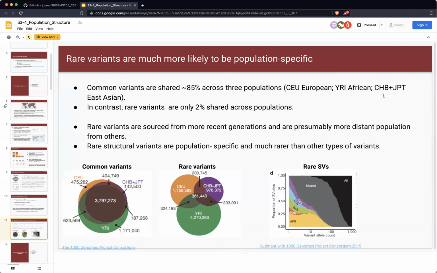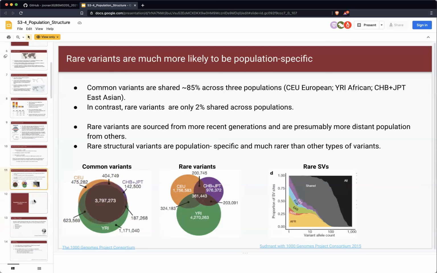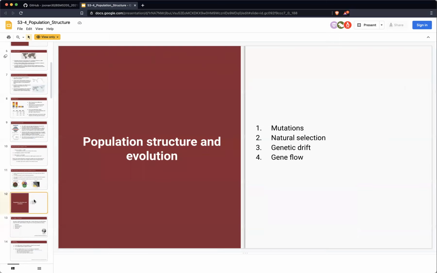So phase 3 of the 1000 Genomes Project looked at the structural variants, and they also compared whether these structural variants are population specific or not. They found they are population specific like SNPs and indels, and these structural variants are much rarer than other types of variants. The reason is that structural variants are large enough that they should bring the largest impact compared to other types of variants, right? Okay, so that was the implication from the 1000 Genomes Project.